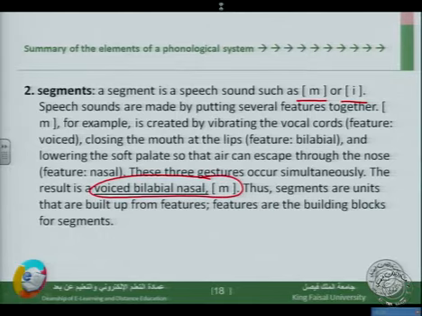segmentation. Thus, segments are units that are put together from features. Features are the building blocks for segments.